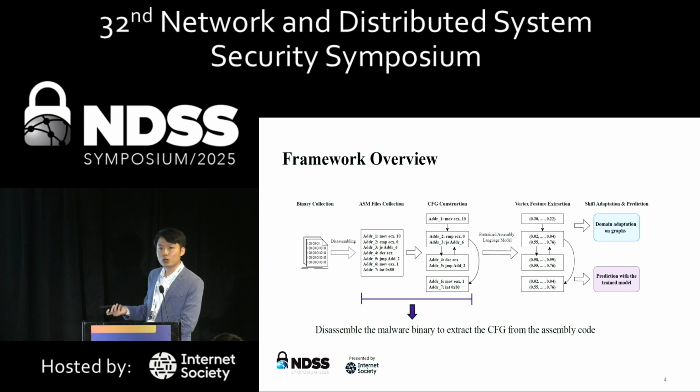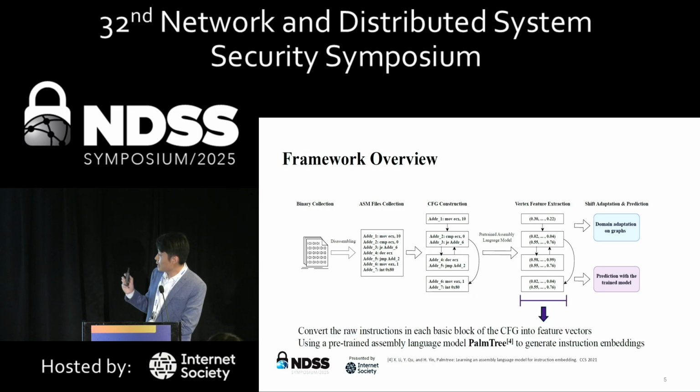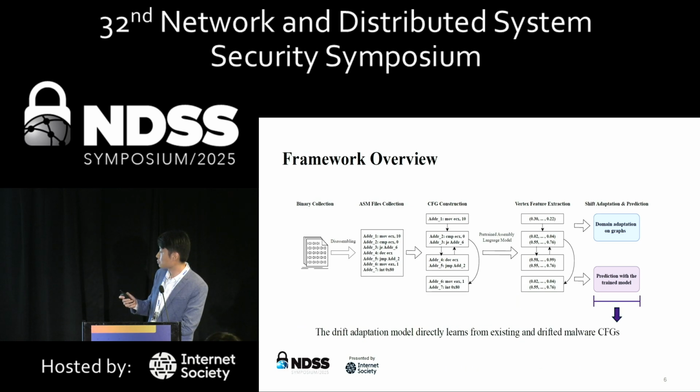So we propose a new framework that takes Windows malware binaries as input, and then we extract the control flow graphs from the malware binaries. In the next step, we convert the raw instructions in each basic block of the control flow graphs into feature vectors. We use a pre-trained assembly language model called PalmTree for this purpose. Our core contribution is the shift adaptation model that learns the common features from the processed control flow graphs. This is the first of its kind that applies adversarial domain adaptation with graph neural networks for malware detection. In the next slides, I'm going to talk a little bit more about our shift adaptation model.